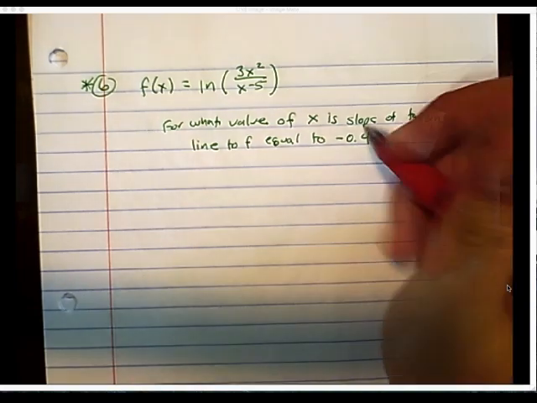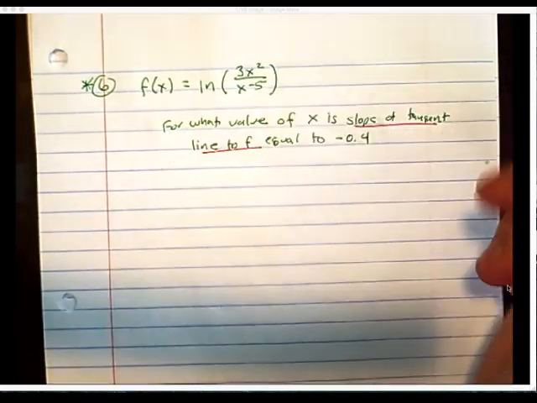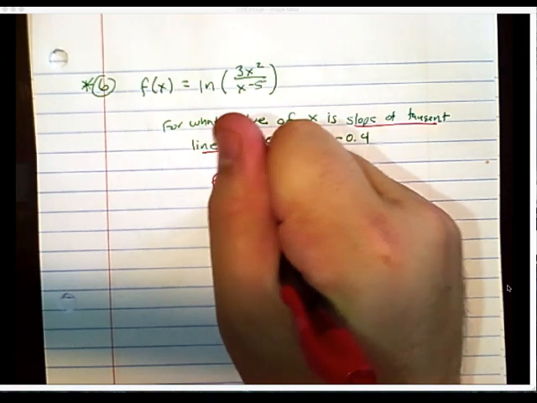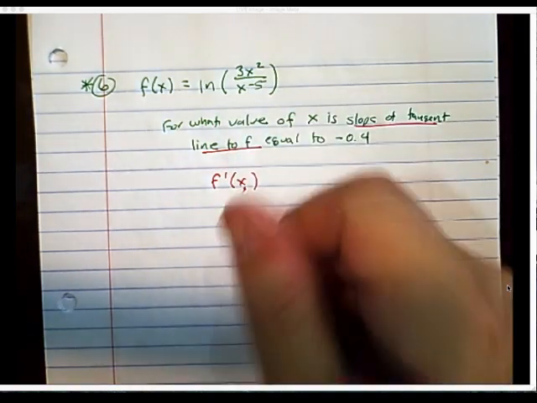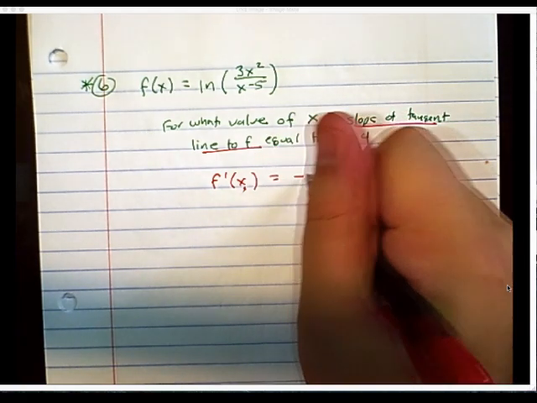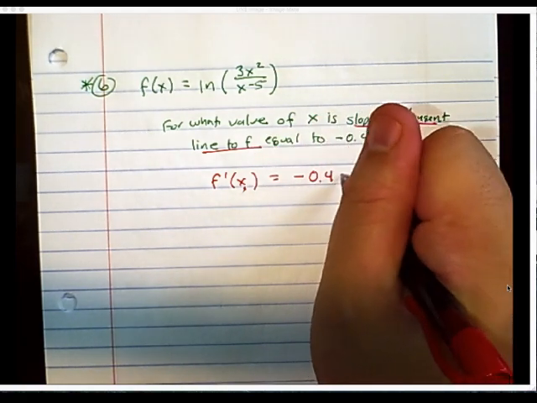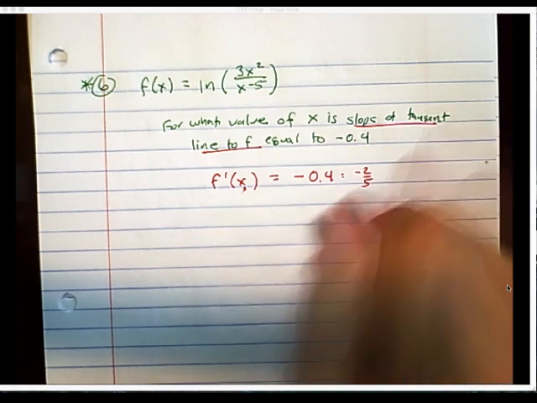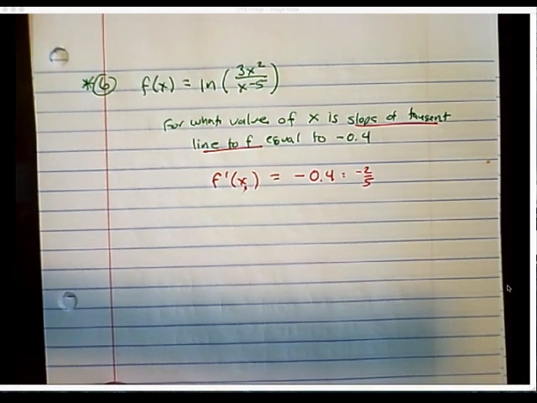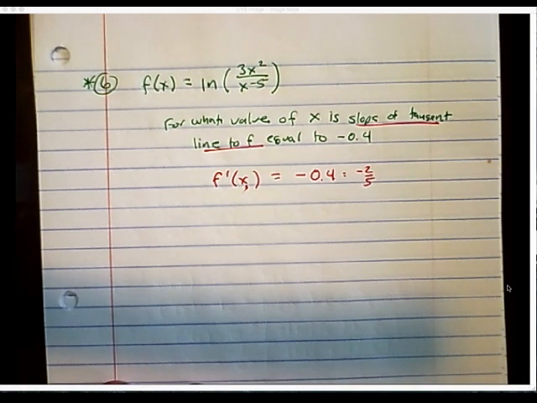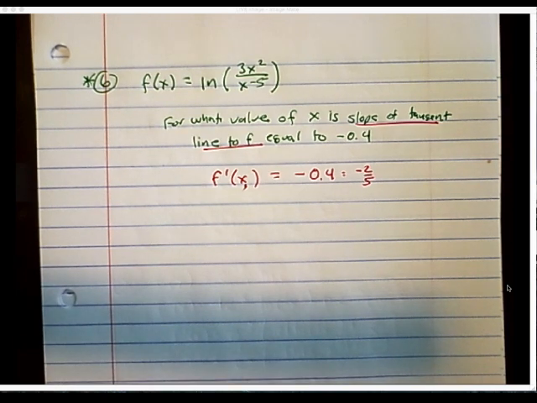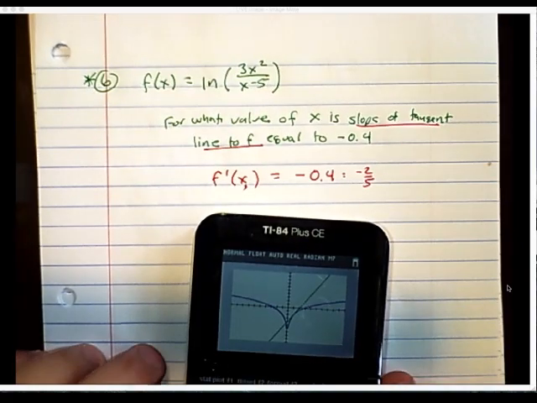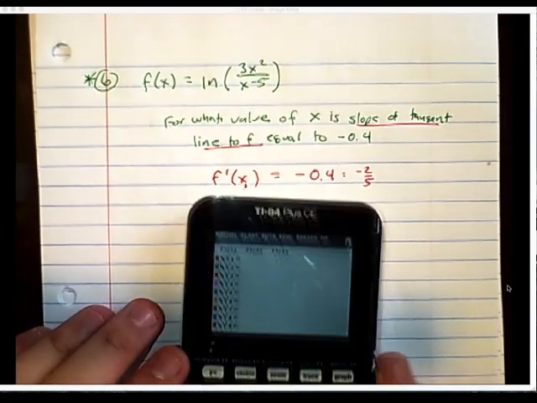So what do we know about slope of tangent line to f? That means f prime. So it's for what value of x, so I don't know what x is. I want to figure out where is the derivative equal to negative 0.4 or negative 2/5. And this is a calculator question, so I can use my calculator here. So here's what I'm going to do. Here's how I'm going to do it. Here's the easiest way to do it.